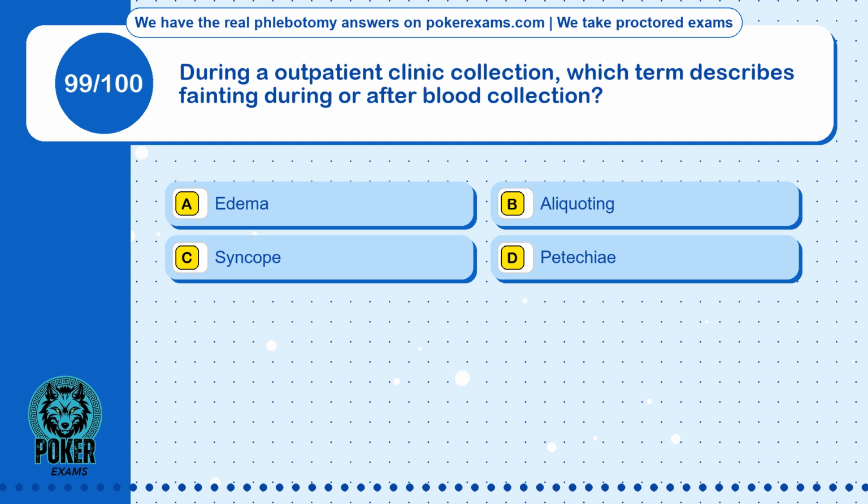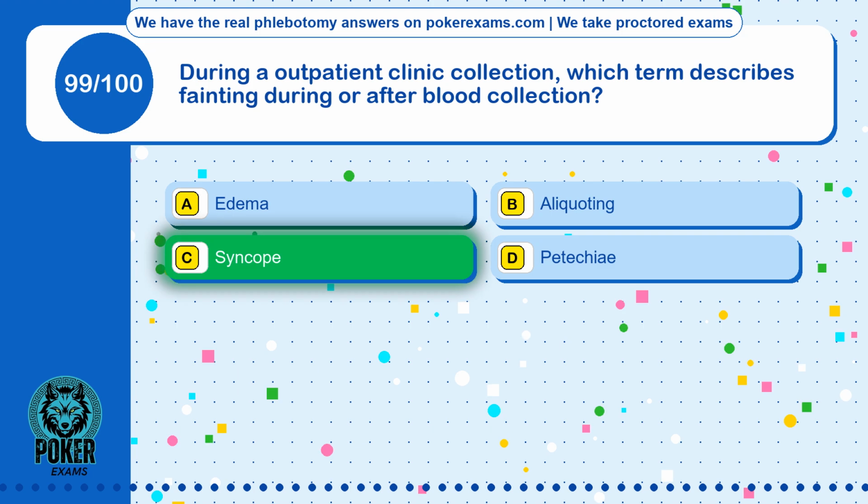Question 99. During outpatient clinic collection, which term describes fainting during or after blood collection? Option A. Edema. Option B. Aliquoting. Option C. Syncope. Option D. Petechiae. The correct answer is option C.